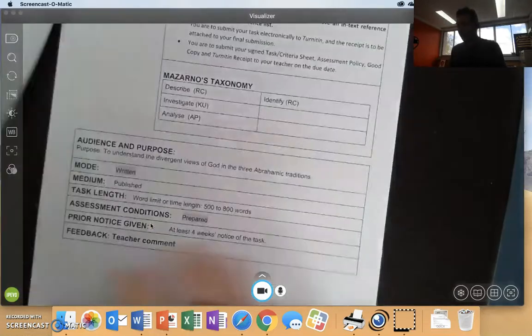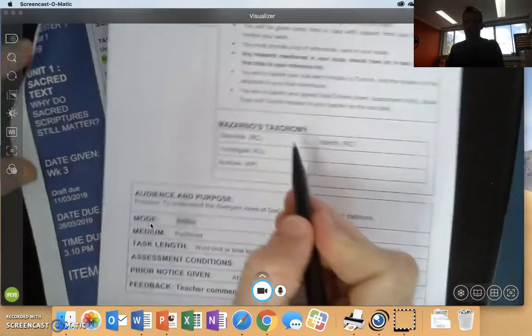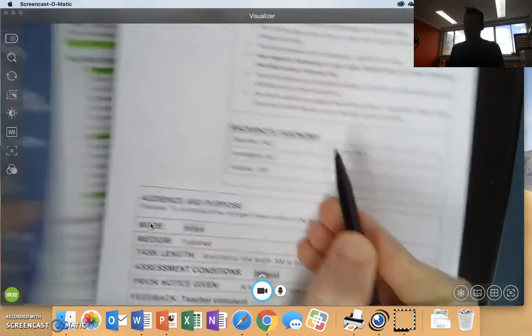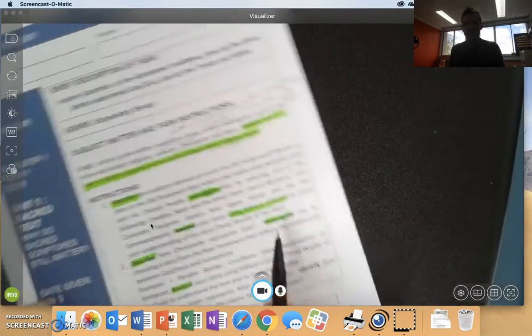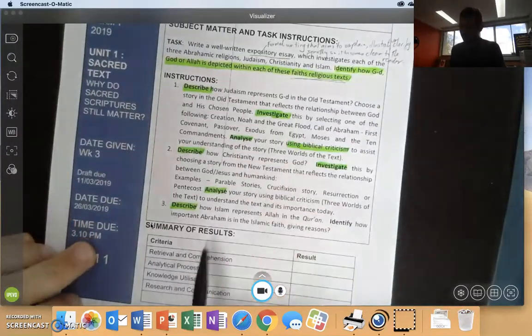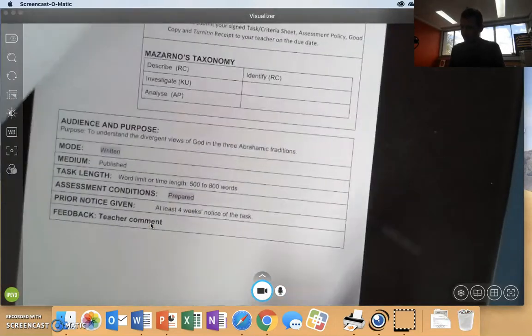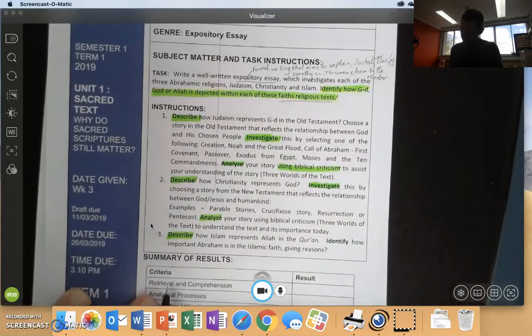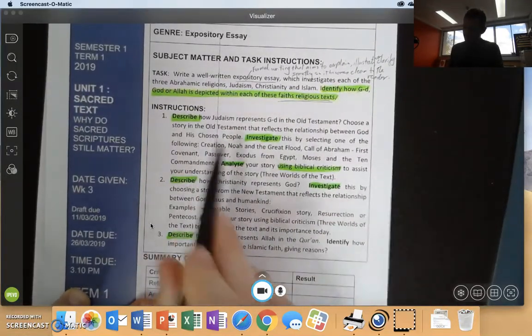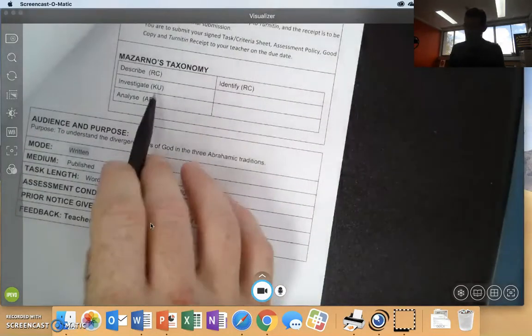Okay, and if we have a look over here, these are what's called cognitive verbs: describe, investigate, analyze, identify, and they are used here. Okay, so you'll notice a link between the cognitive verbs and your marking criteria, where it asks you to describe something. We can see here this is going to be in retrieval and comprehension, which is this section here. So whenever you describe something, you're adding to this section here. Analytical process is analyze.